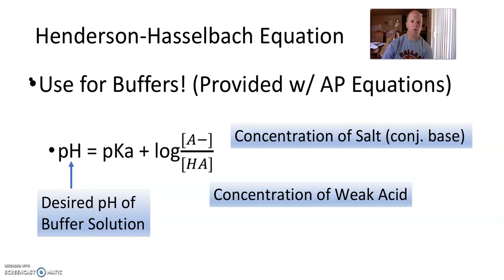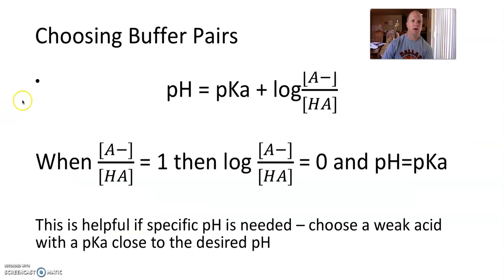Let's explore this equation some first, though. The first thing is we need to choose buffer pairs. So here's our equation. When the concentrations are equal to 1, then the log of 1 is 0. Those of you that are familiar with log base 10, the log of 1 is 0. And that means that the pH equals the pKa. That makes things very simple, and it also helps us choose which acid we're going to use.